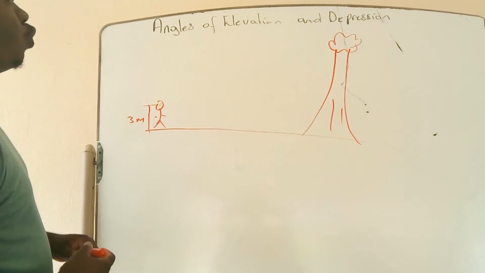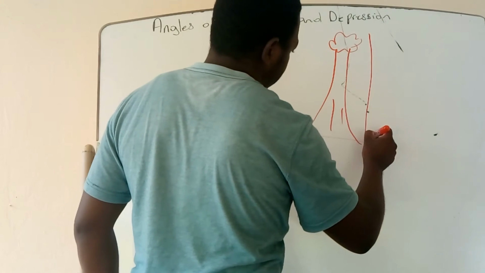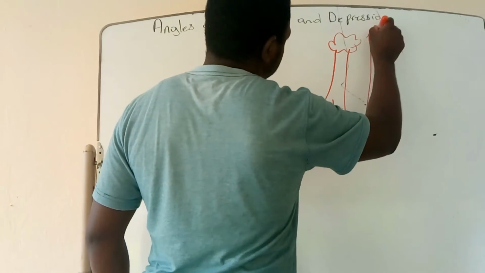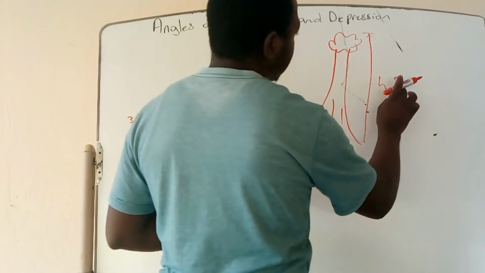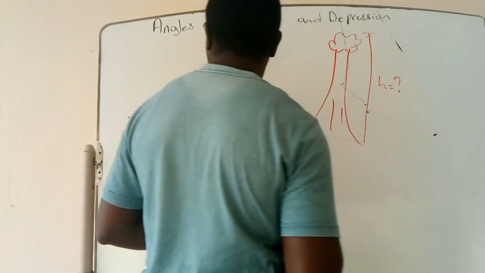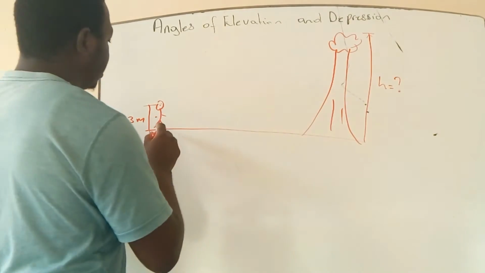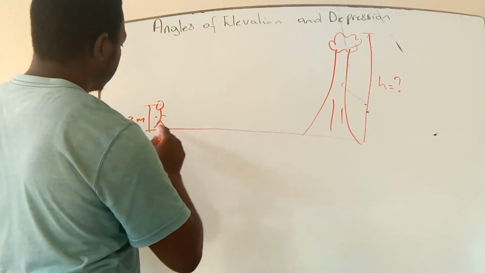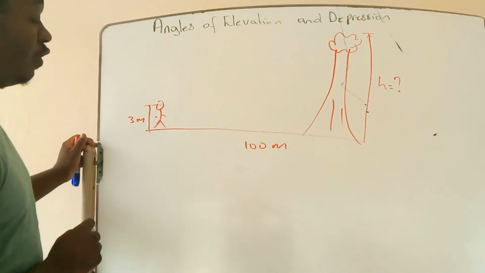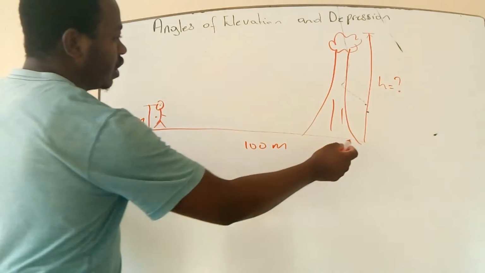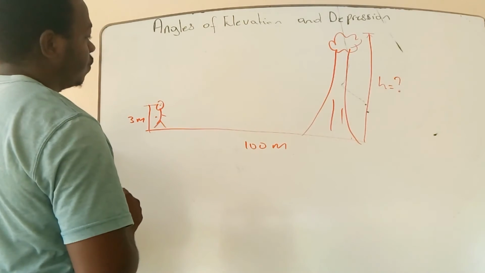And you want to determine the height of the tree. Don't know the height of the tree. That's what you want to determine. But you know the distance from where you're standing to the tree. You know that that's 100 meters. Follow me? So you know the distance from here to here is 100 meters.